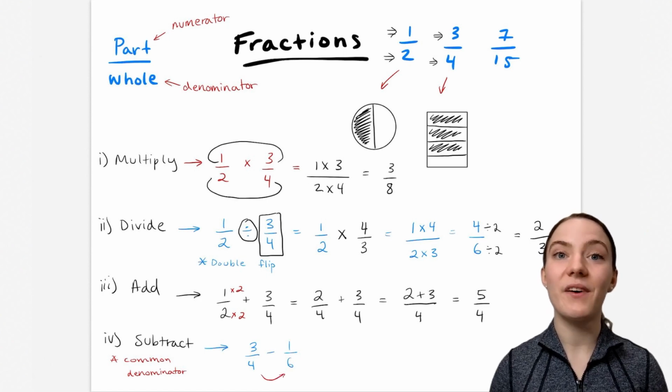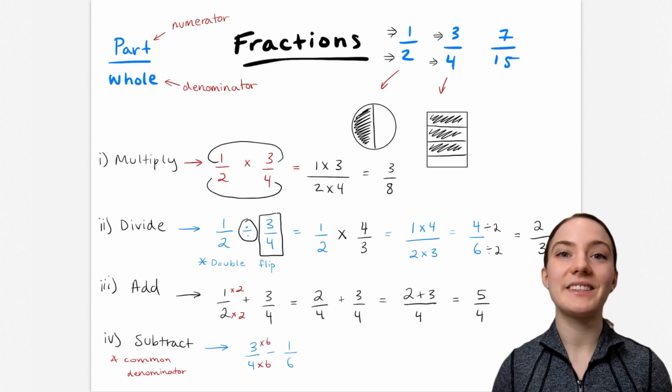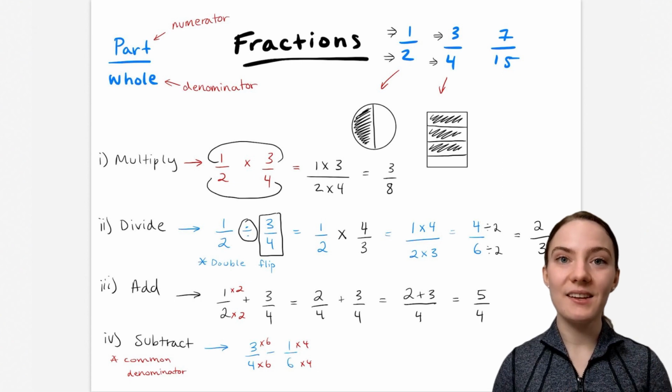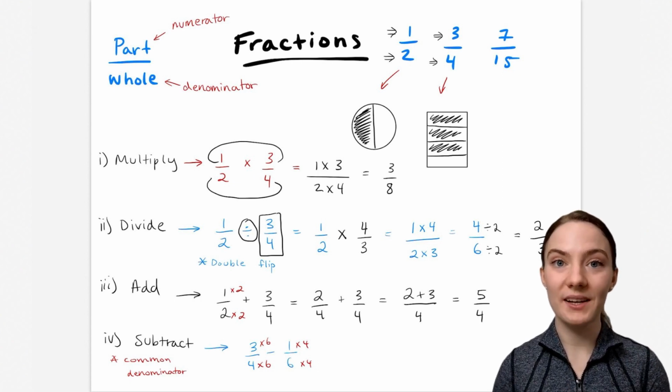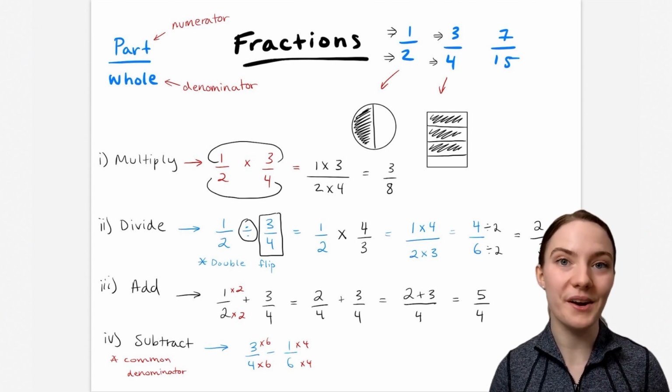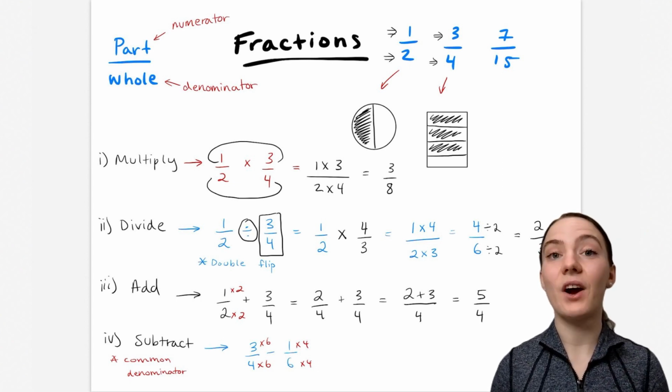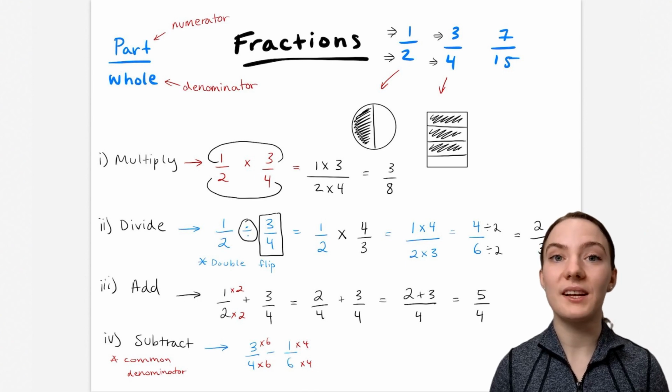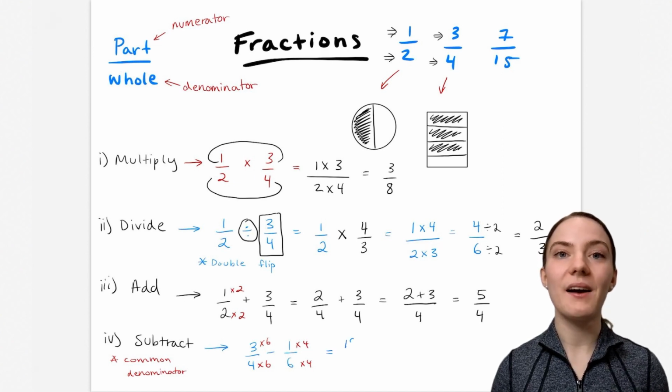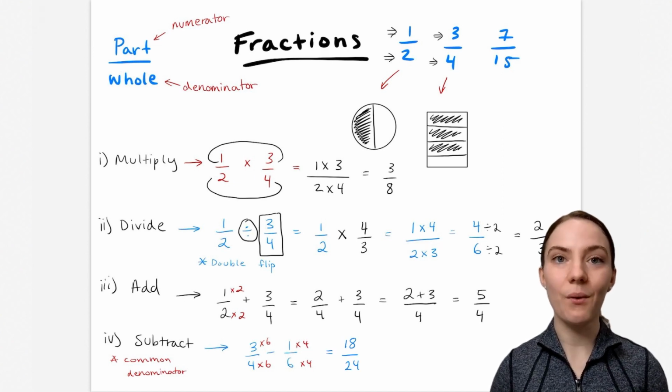Our first step is to find a common denominator. The easiest way to find a common denominator is to just multiply the denominators by themselves. So in this case, we would have 4 times 6 for our first fraction. And remember, you'll also have to multiply the numerator by 6. And then for our second fraction, we would do 6 times 4. And then you also have to multiply the numerator by 4. And now when we do that, we get 18 over 24 minus 4 over 24.